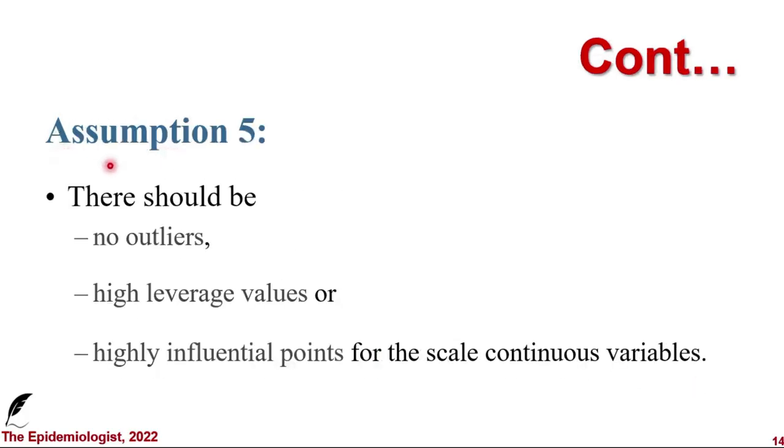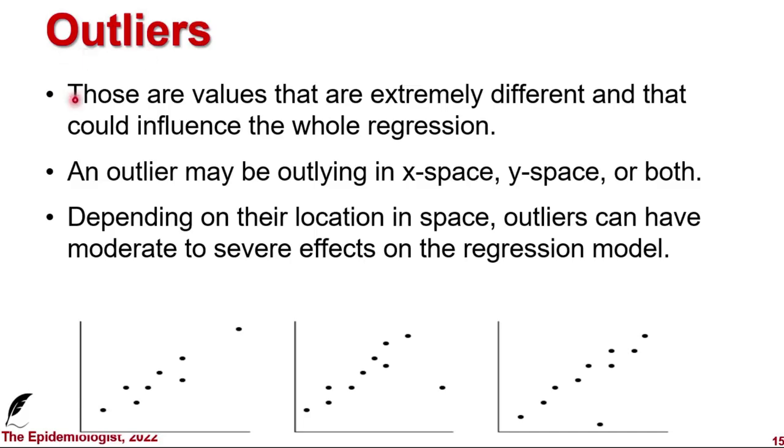The fifth assumption is related to outliers and influential values. It usually occurs when the predictor variable is a continuous variable. There should be no outliers, high leverage values, or highly influential points for the continuous scale variables. What is an outlier? It is usually for a continuous variable. Outliers are extremely different values that could influence the whole regression. An outlier may be outlying in X space, Y space, or both. Depending on their location in space, outliers can have moderate to severe effects on the regression model.